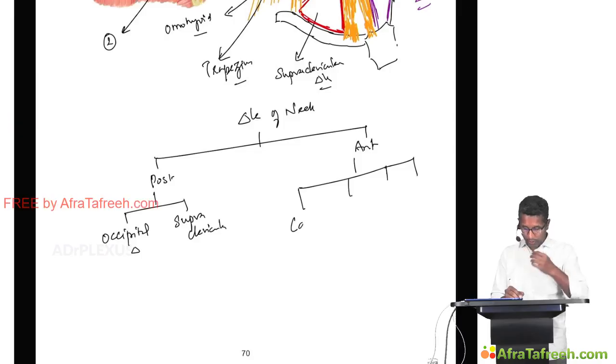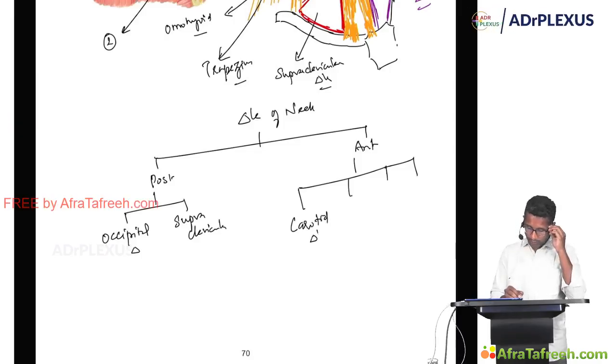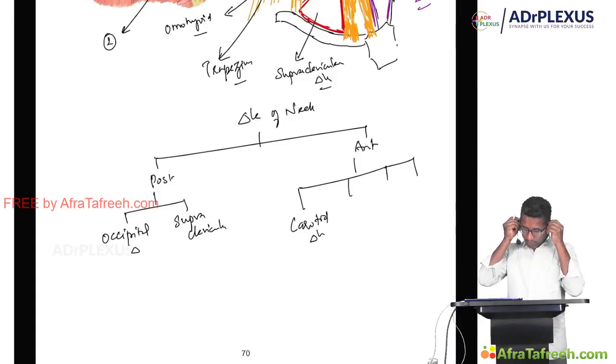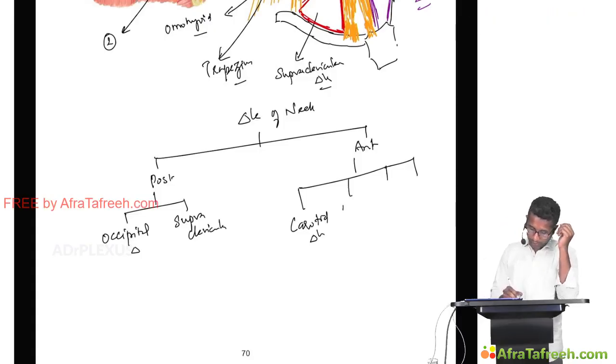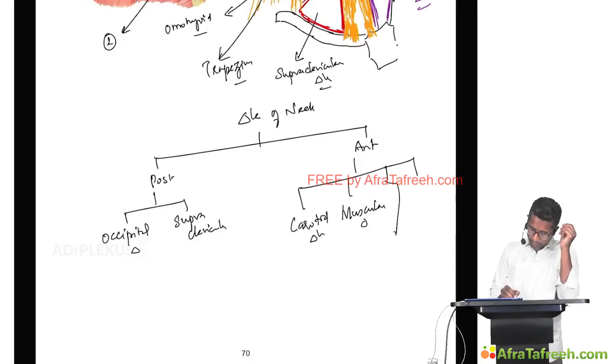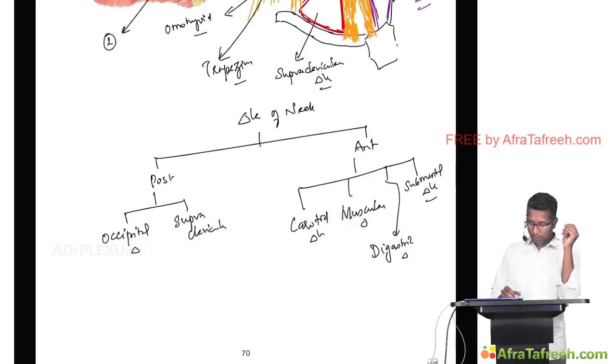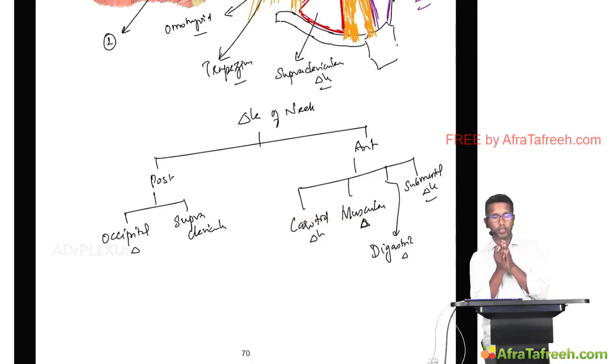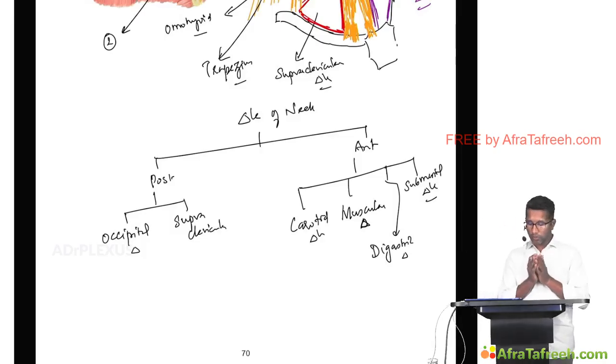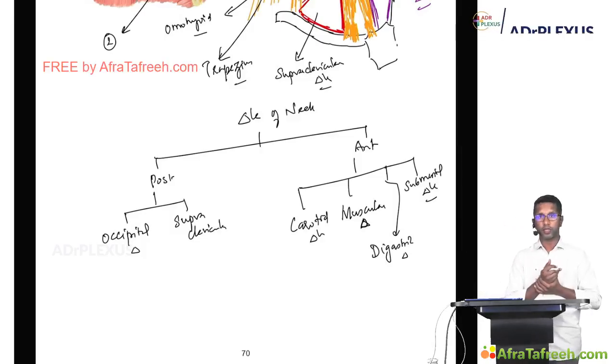One is called the carotid triangle. The next one is called the muscular triangle. The next triangle you see here is the digastric triangle, and the triangle you see here is called the submental triangle. So you have the carotid triangle, muscular triangle, digastric triangle, and submental triangle in the anterior triangle of the neck.